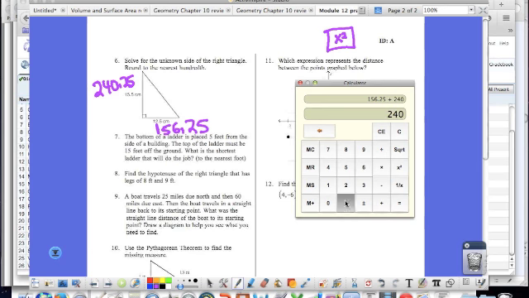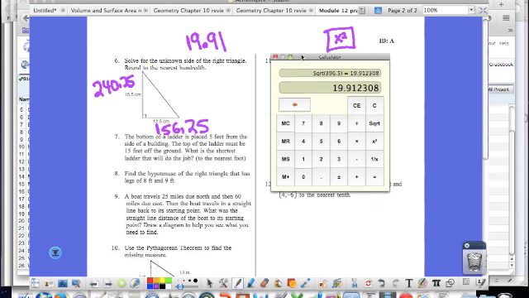So I'm going to add those together. That number is 396.5. Now I'm going to press the square root button, and I need to round to the nearest hundredth. 19.91. That's the answer.